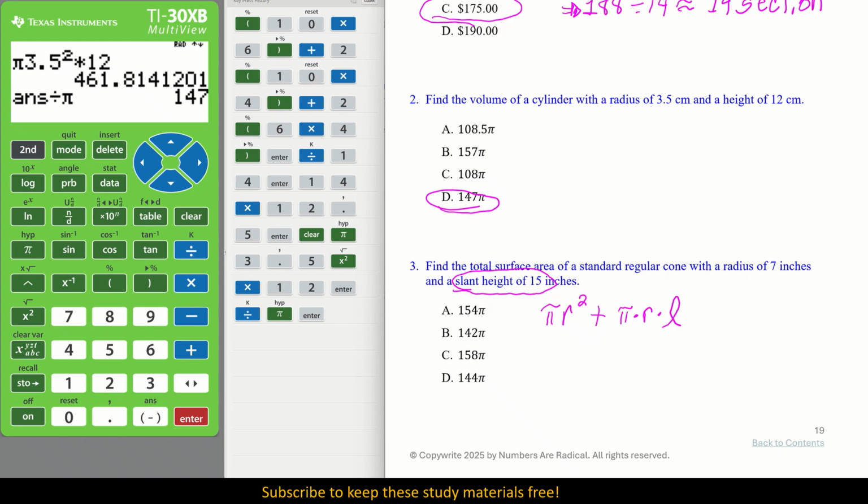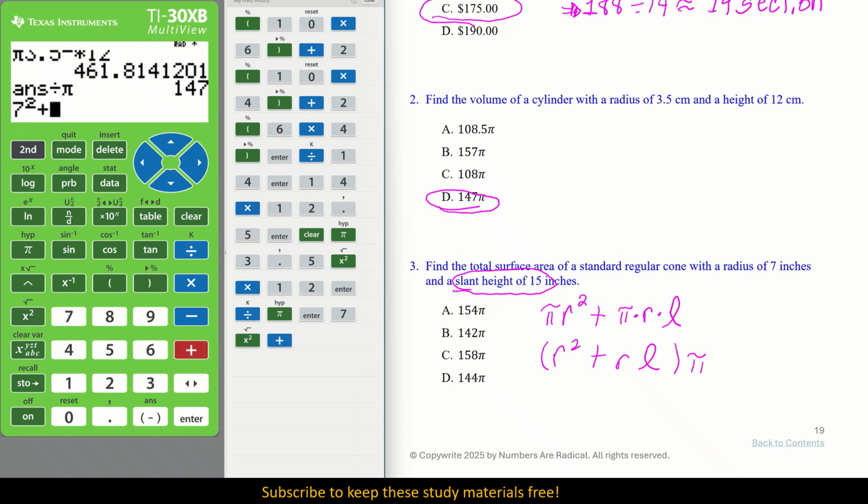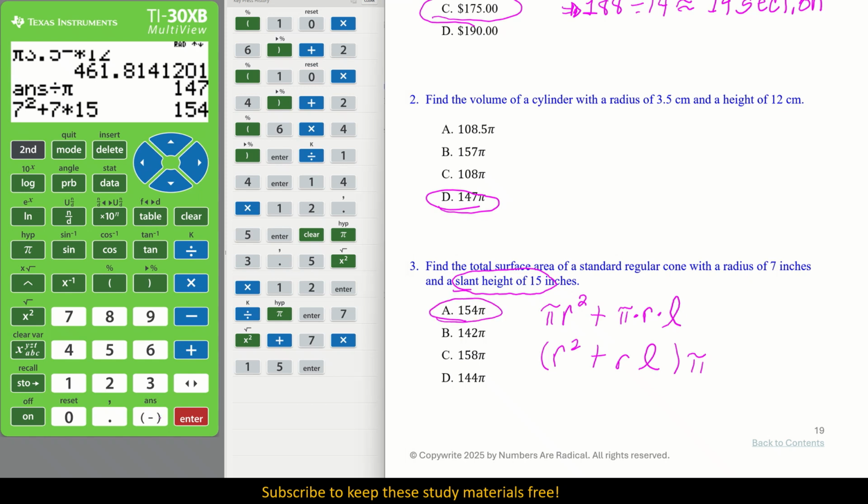Okay, now, remember my trick. Pull out your pi, let him hang out on the side, okay? Pull him out, and then you need to type in this, okay? Because this is in terms of pi. So let's give it a try. They say the radius is 7, okay? So we need 7 squared, and we're going to add it to 7 times the 15, the slant, okay? So push enter, and that is the first one, A, 154 pi. There you go. Don't forget to put the pi back on the end, okay? And remember, if you accidentally put it in, just divide to get rid of it.